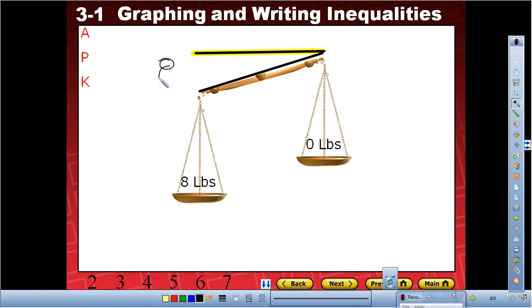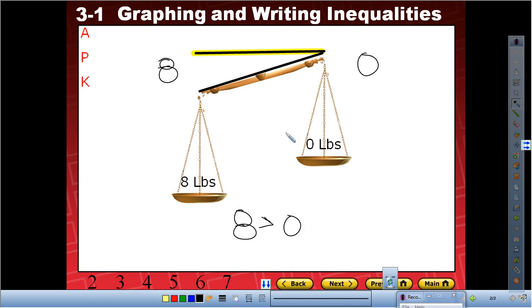Let's say I have over here 8, and over here I have 0. And look at the arrow it forms because this one is heavier. Now let me write it with smaller symbols. 8 greater than 0. Do you see the arrow now right here? Yeah, there it is. But as soon as I add weight to this side, it's going to balance out.